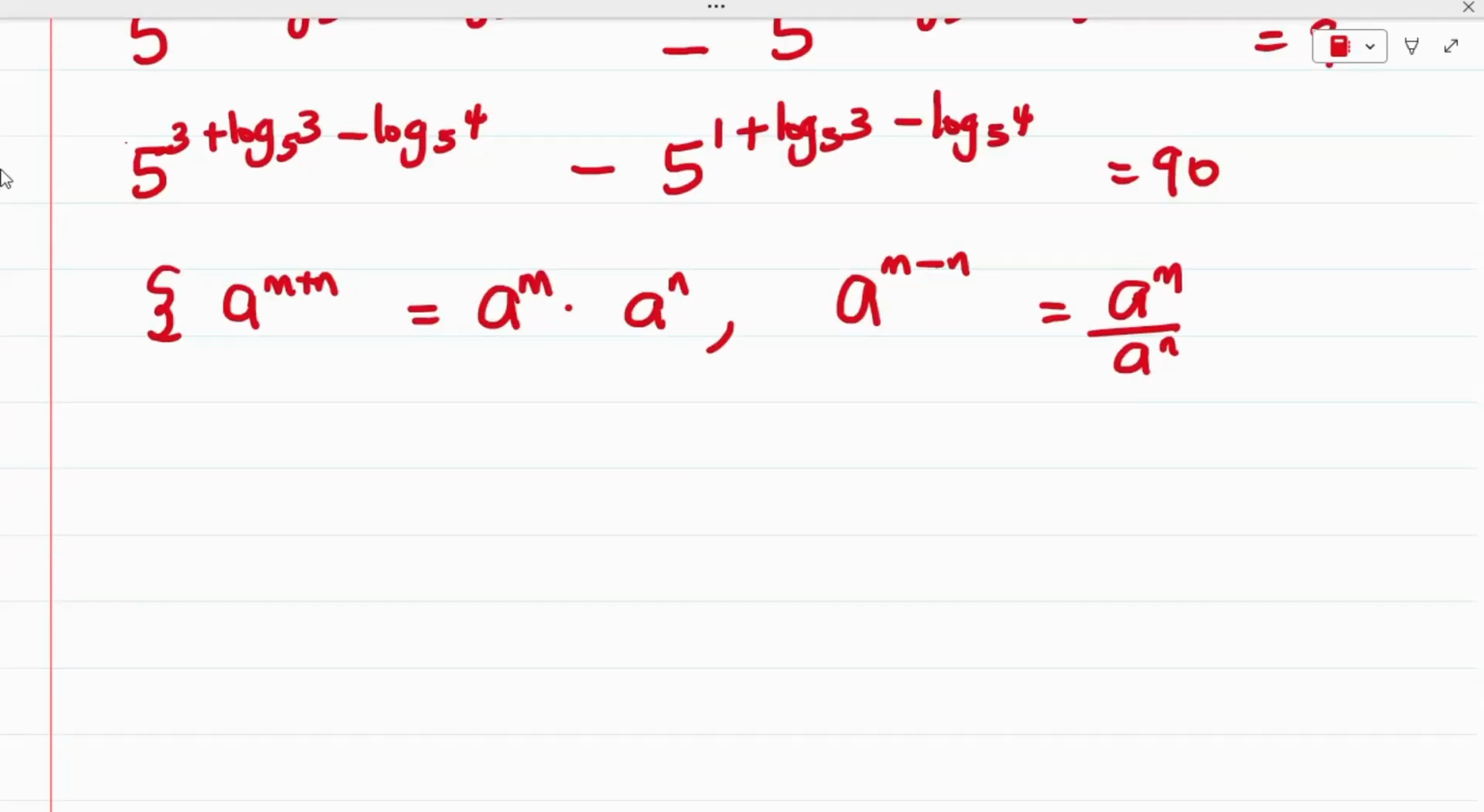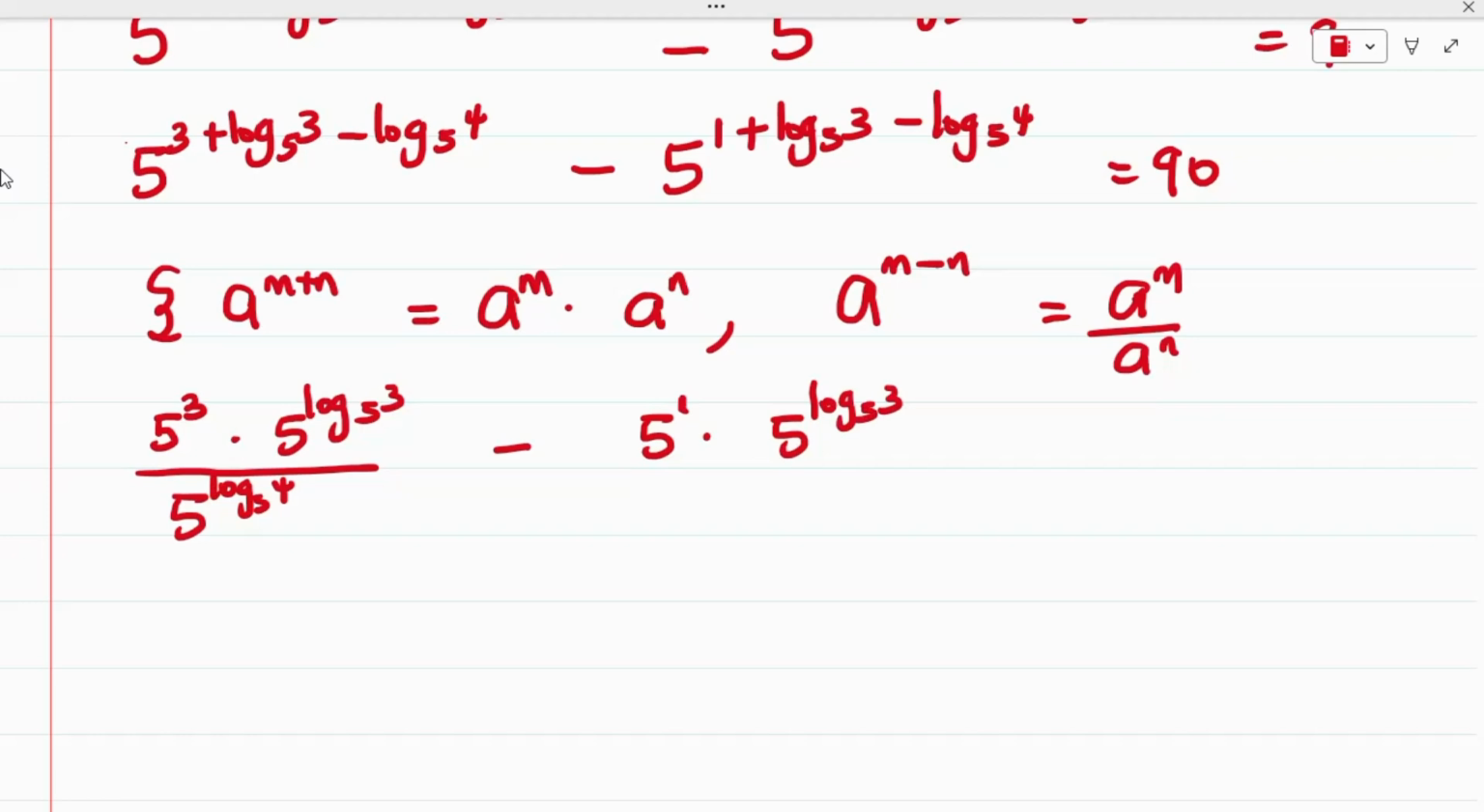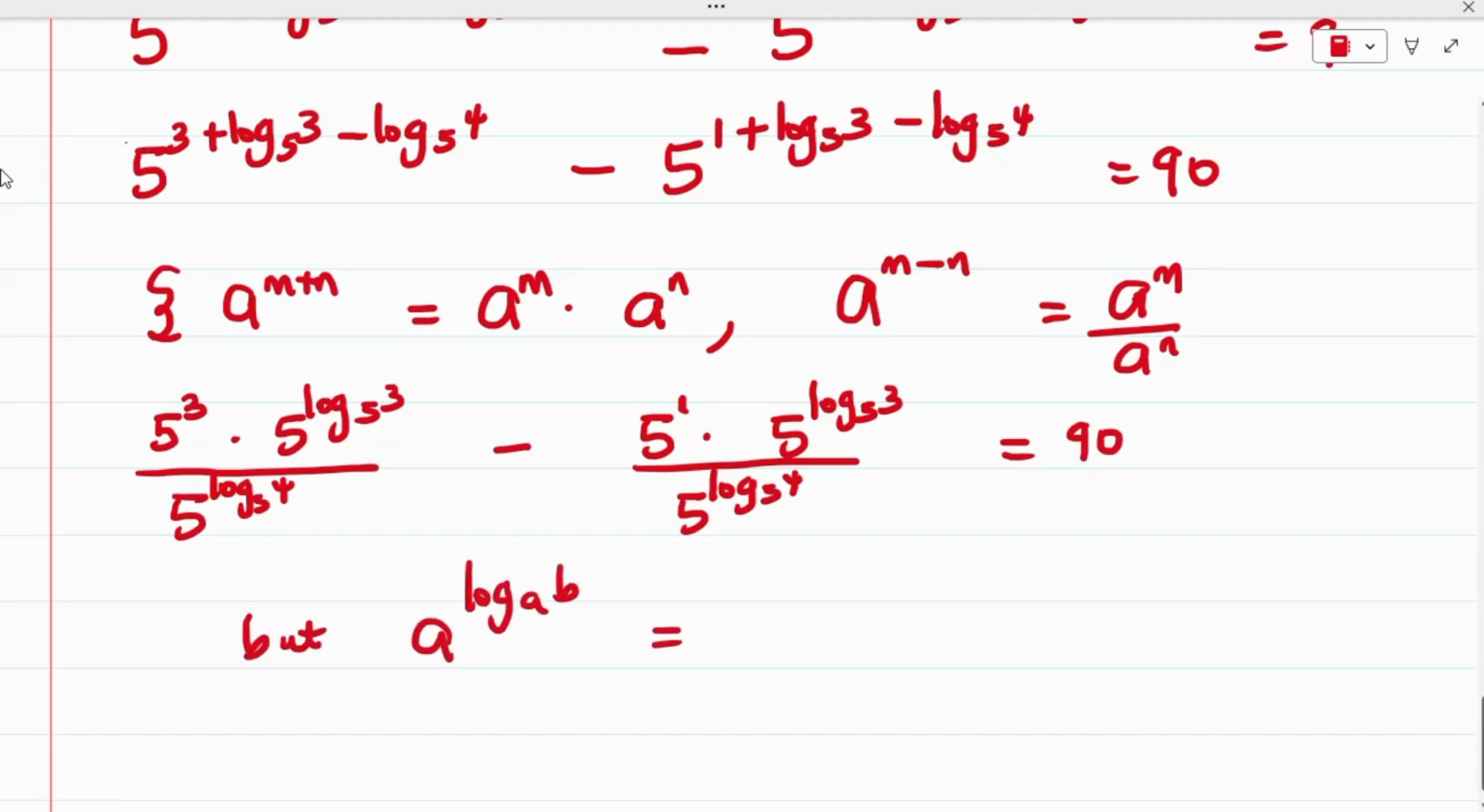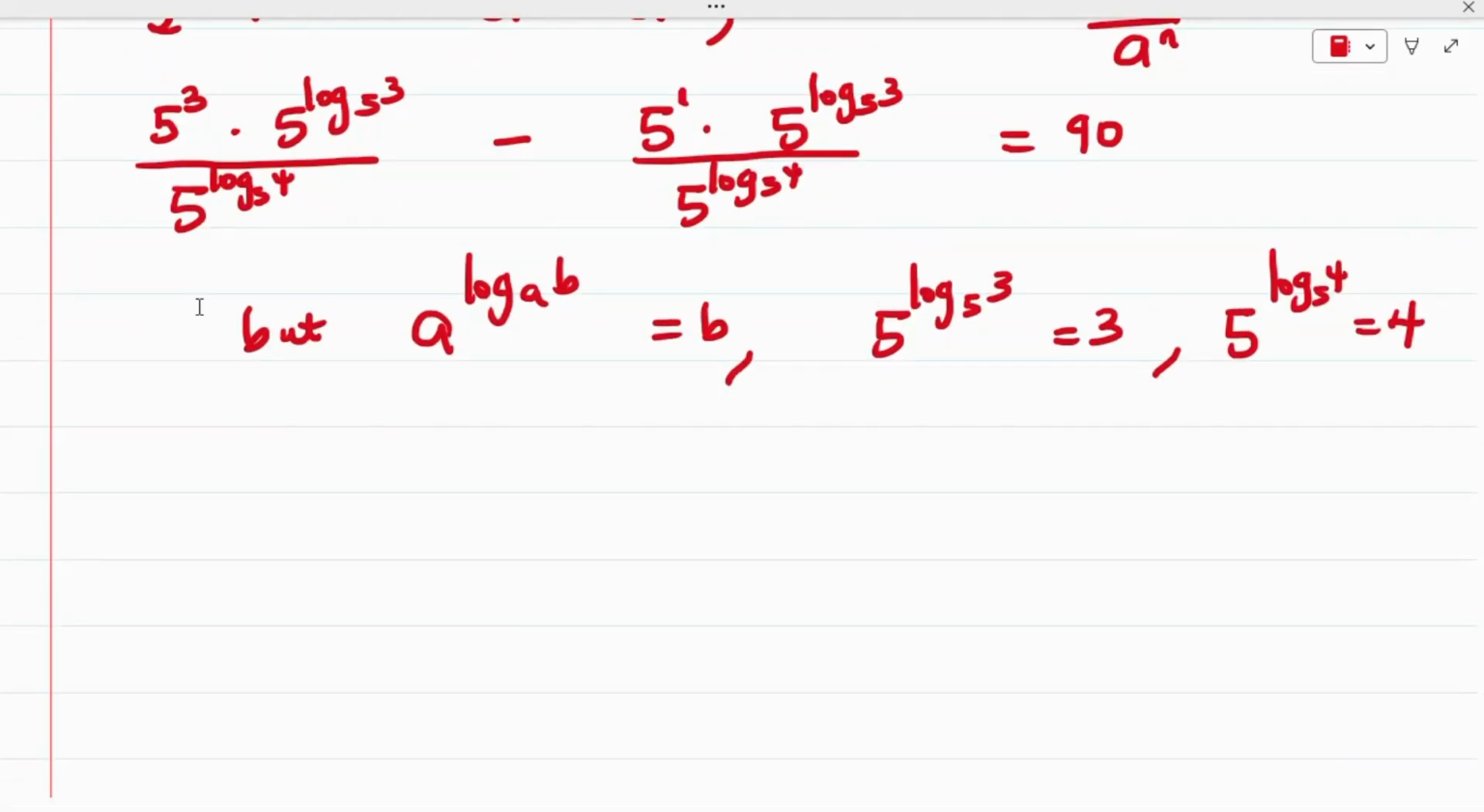N. So from here we have this to be 5 raised to the power of 3 multiplied by 5 raised to the power of log 3 base 5 divided by 5 raised to the power of log 4 base 5, minus 5 raised to the power of 1 multiplied by 5 raised to the power of log 3 base 5 divided by 5 raised to the power of log 4 base 5, and this is equal to what? 90. But from this property, if we have a raised to the power of log b base a, this is equal to b. So if we have 5 raised to the power of log 3 base 5, this is equal to 3. And if we have 5 raised to the power of log 4 base 5, this is equal to what? 4. So we have this to be 5 raised to the power of 3 is 125 multiplied.